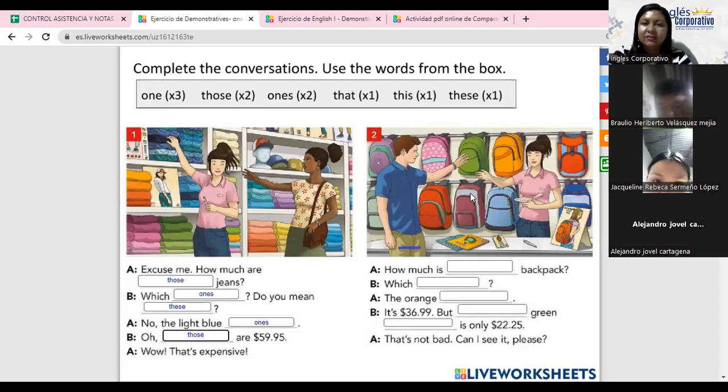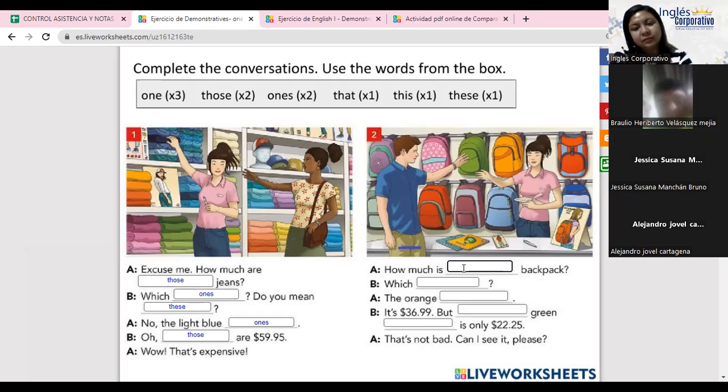He's the client, and she's the salesperson. Who is she? This person. How much is this? This backpack.